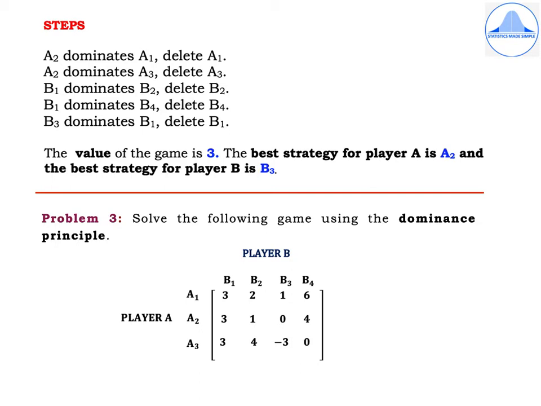Problem 3. Solve the following game using the dominance principle. Player A has the strategies as A1, A2, A3 and player B has the strategies B1, B2, B3 and B4. And corresponding to A1, the payoffs are 3, 2, 1, 6. Corresponding to A2, it is 3, 1, 0, 4. And corresponding to the strategy A3, the payoffs are 3, 4, minus 3 and 0.